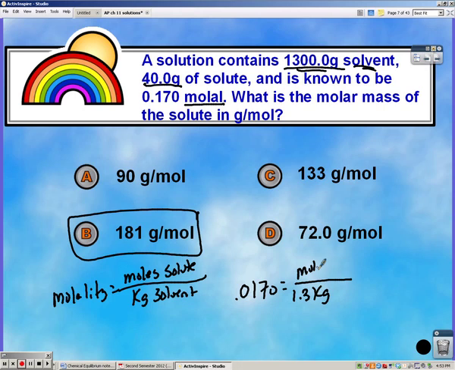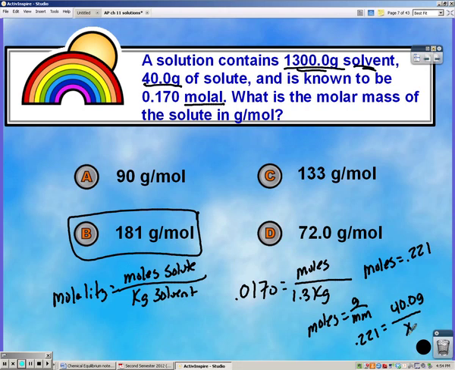And I'm going to look for my moles. Multiplying those, I get my moles of 0.221. Remember that moles is simply grams over molar mass. I know my moles, and I know my grams of solute, which was 40. So I can calculate my molar mass by dividing our 40 over 0.221, and so I get B.